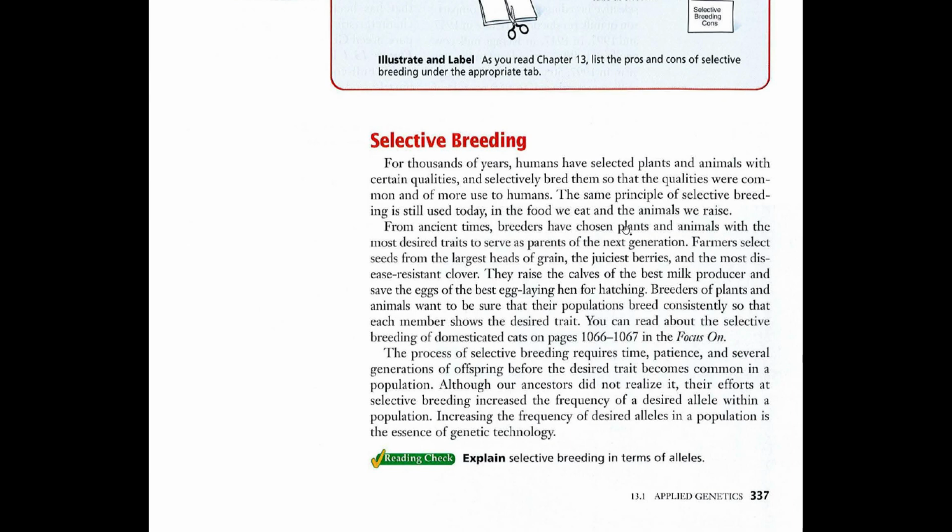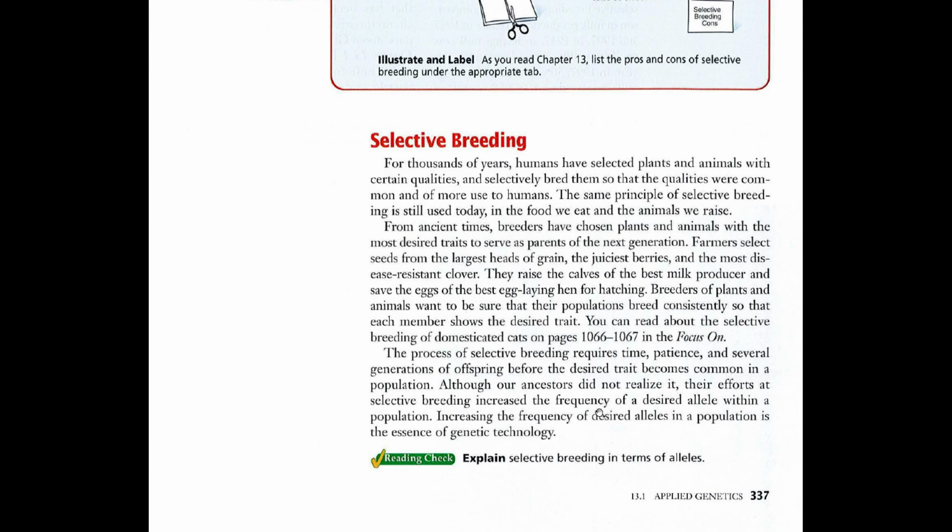Here we see, since ancient times humans have been doing that. The juiciest berries, the most disease-resistant clover, best milk-producing cows, the best egg-laying hens. We want the best types of animals for this stuff because they're the most useful for us, right? This is actually kind of, I don't want to say this specifically is genetic engineering, but it's kind of like the base level for genetic engineering. It's not natural, right? We're selectively breeding these organisms for their offspring to have specific traits that we want them to have. That way they are the most productive for us.